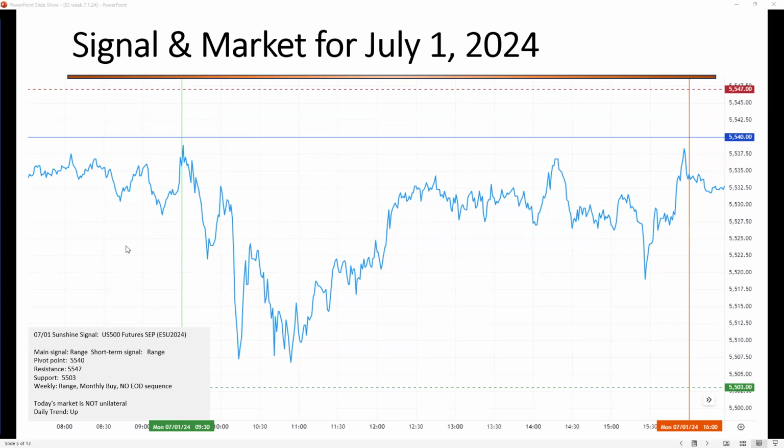So market opened right around pivot, couldn't get above it, so that was a short opportunity, targeting the support here. And I know the support here says 55.03, but as we said, 55.10 to 15 level was kind of the area that we're looking for the market to break. So that would be the first target area.